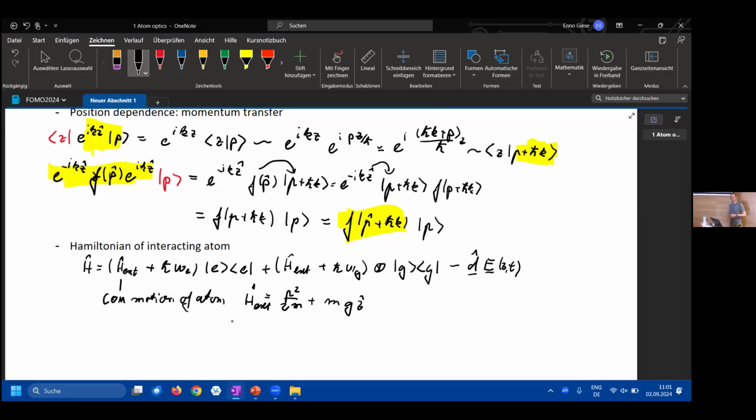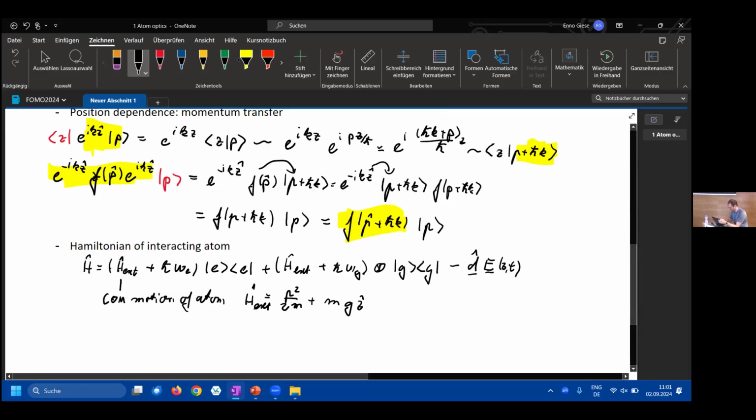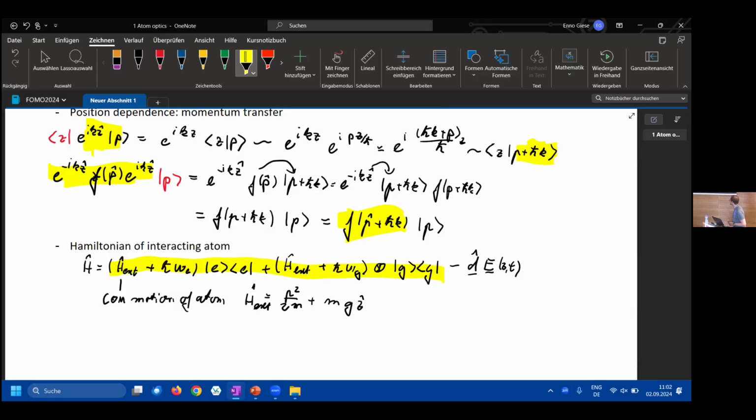Of course, that's nice to write down, but it will be more convenient, and very close to what Wolf has been doing this morning, to go into an interaction picture. We move by a unitary transformation into an interaction picture that removes the first two parts here. That removes everything up here, these two contributions. Everything that's yellow is removed by applying this textbook transformation into the interaction picture.